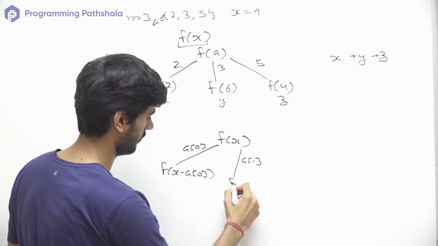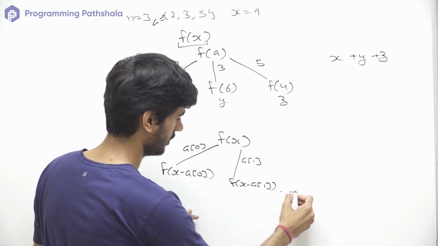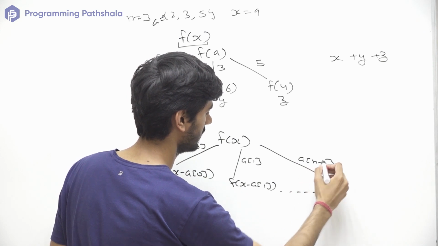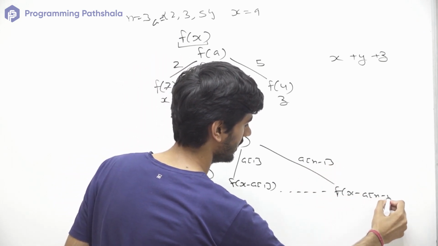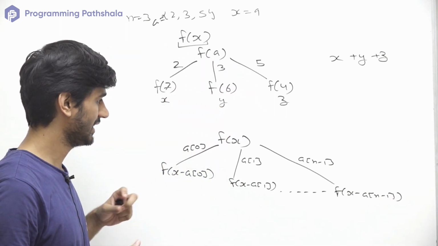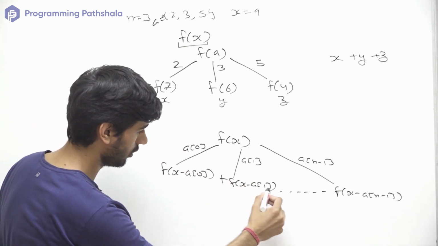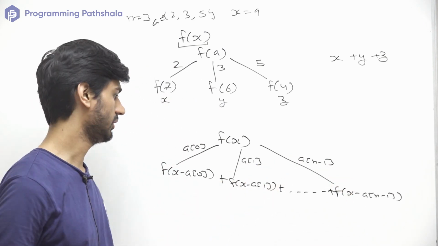In that case we will call f of x minus a of 1, right? And so on. The last option could be to pick a coin with value a of n minus 1. In that case we will call f of x minus a of n minus 1, right? Now the distinct number of ways to get a sum of x will be equal to the sum of all these values that we'll get after making all these recursive calls, right?